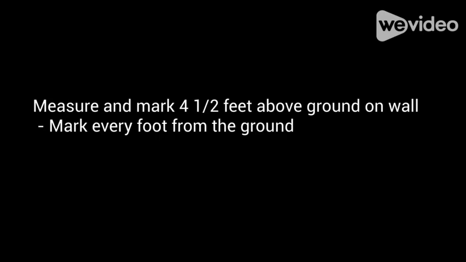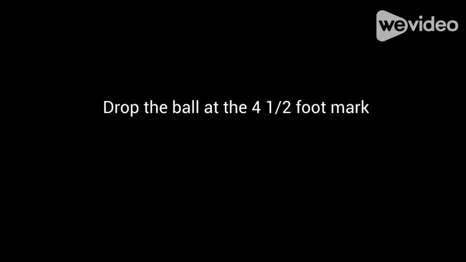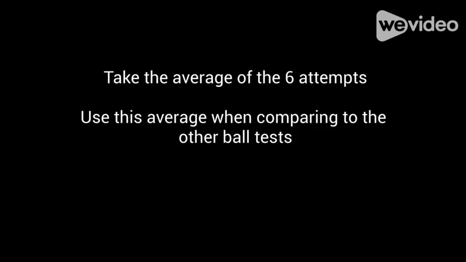Measure and mark 4.5 feet above the ground on a wall, making sure to mark every foot from the ground for easier measurements later. Then, one person would drop the ball at the 4.5 foot mark. Another person will then mark the highest point of the ball's bounce. Lastly, someone will measure and record the height that the previous person marked. This process of drop, mark, measure, and record will be repeated 6 times. After the 6th attempt, the average will be taken.